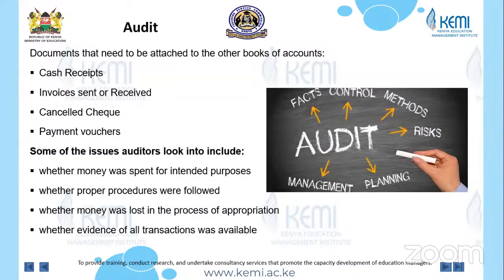So the other documents in a transaction, all the way from the raising of the service orders or the purchase orders, all the way up to the invoices, the auditors would like to see whether the proper procedures were followed in procurement. That is why Mr. Choge talked about how auditors will keep on revisiting these documents. It is important to keep the procurement records in our schools for a minimum of 6 years, whether money was lost in the process of appropriation and whether evidence of all these transactions made is available.